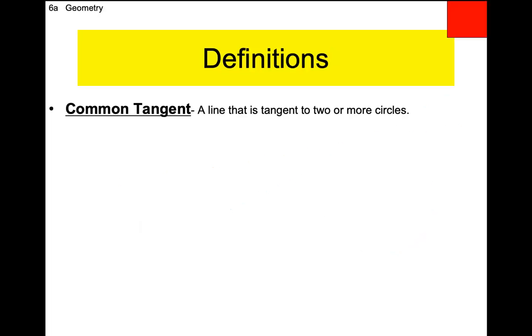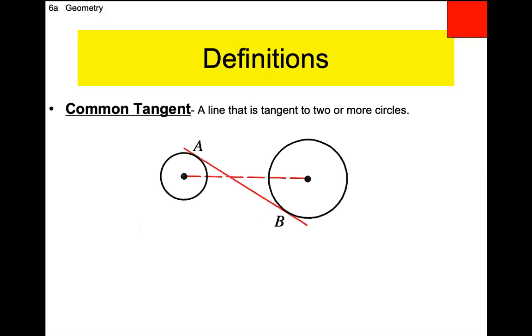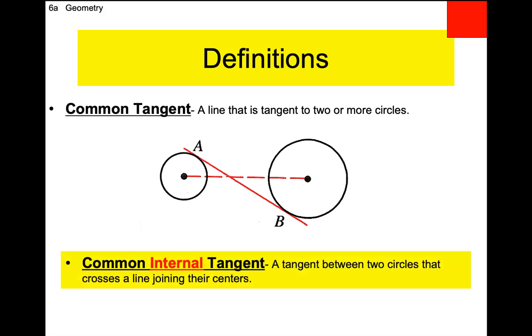All right, here are the words. If it goes through that common center line, we call it a common internal tangent. And if it doesn't, if it's the other flavor, guess what we call it?